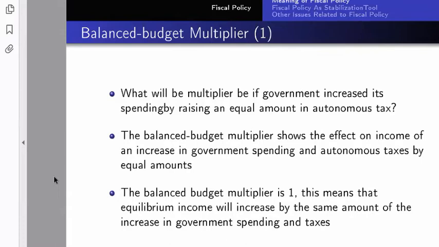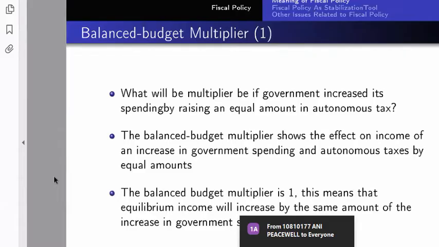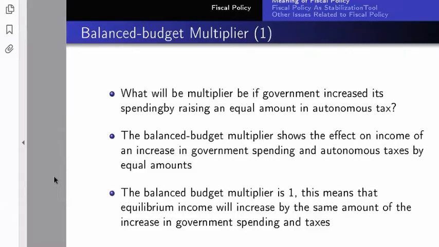It's not difficult to see that, right? So just add the autonomous tax multiplier to the autonomous government multiplier. Add the two and you realize that it will equal 1. So that is what is called the balanced budget multiplier. The balanced budget multiplier shows the effect on income of an increase in government spending and total taxes by equal amounts. So the balanced budget multiplier is going to be 1 if the change in G and the change in T are equal. This means that equilibrium income will increase by the same amount as the increase in government taxes and spending.